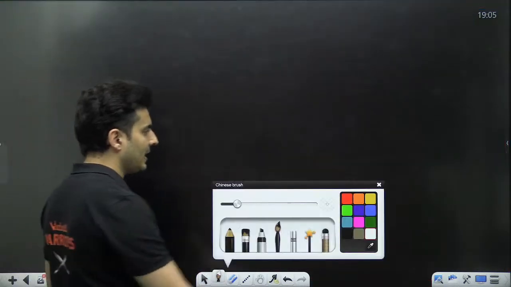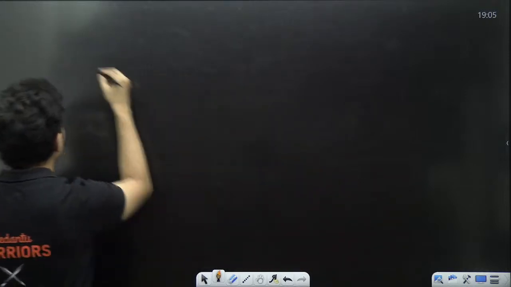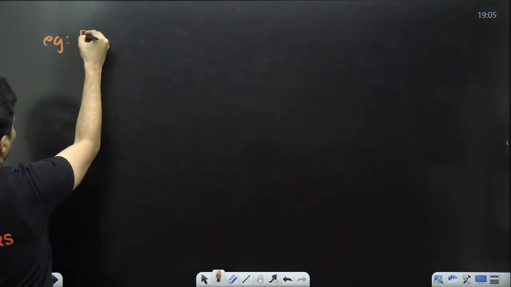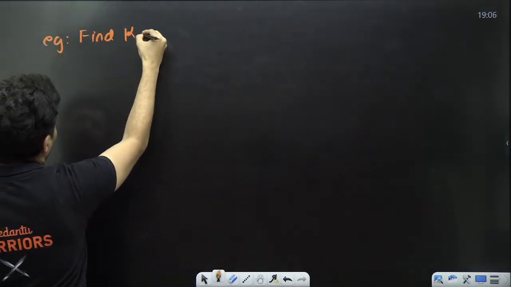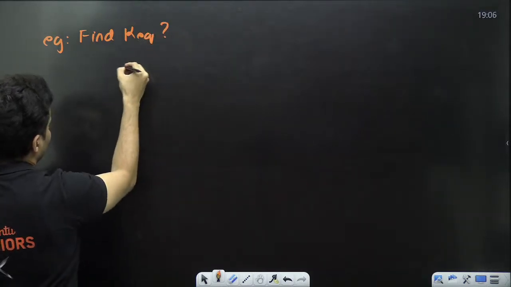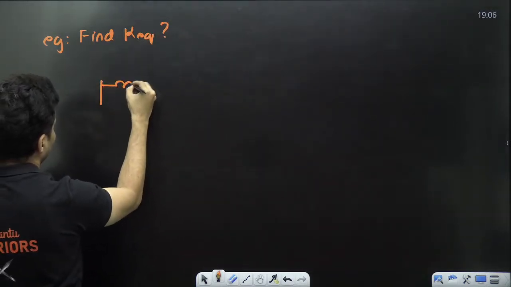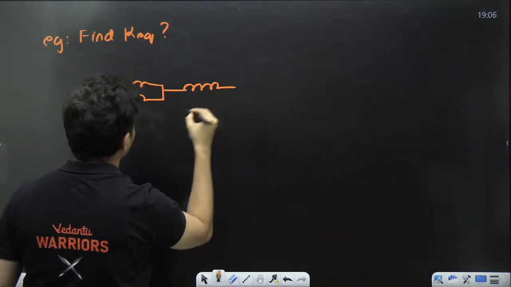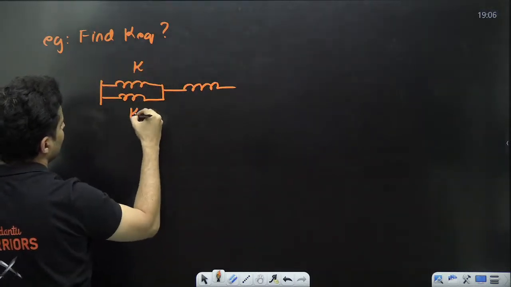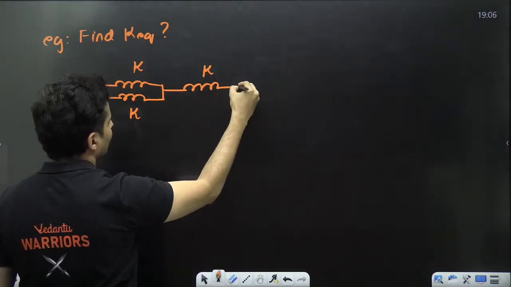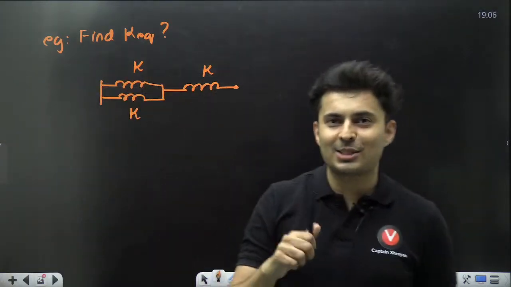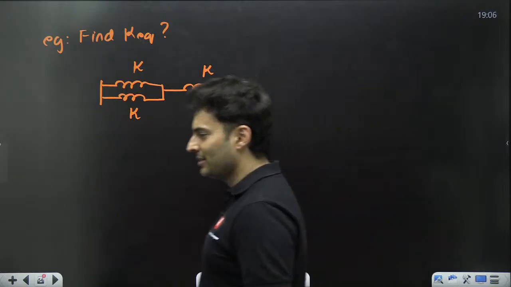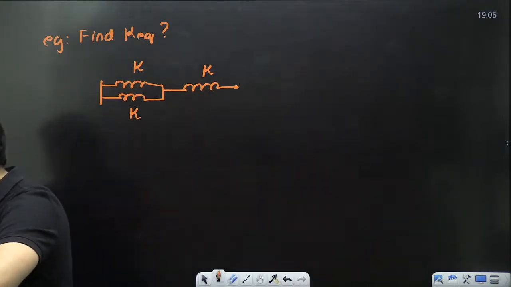Just to give you an example, let's see if you can do this. Find K equivalent. The springs are something like this. This is K, this is K, this is also K. Come on, what is the equivalent spring constant? Let's see if you guys can do this. Come on, come on, come on.